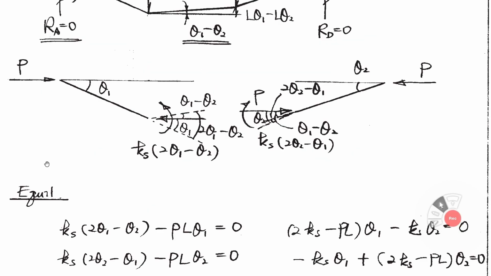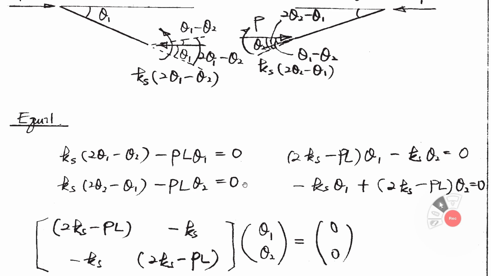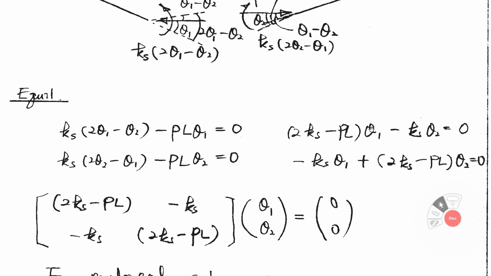And on the left-hand side you have the free body diagram. You can get the equilibrium. This is the moment Ks (2 theta 1 minus theta 2), and then in the opposite direction, so minus P and this distance L theta 1, equals 0. On the right-hand side you have the rotational moment Ks (2 theta 2 minus theta 1), and then P times L theta 2. This is L theta 2. That is the equilibrium equation. If you rearrange this equation regarding theta 1 and theta 2, you can rewrite it like this: theta 1, theta 2.